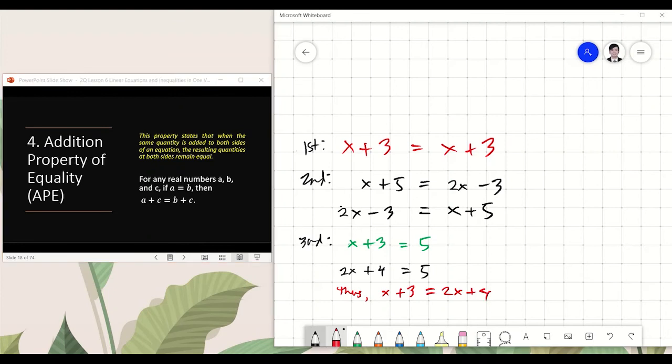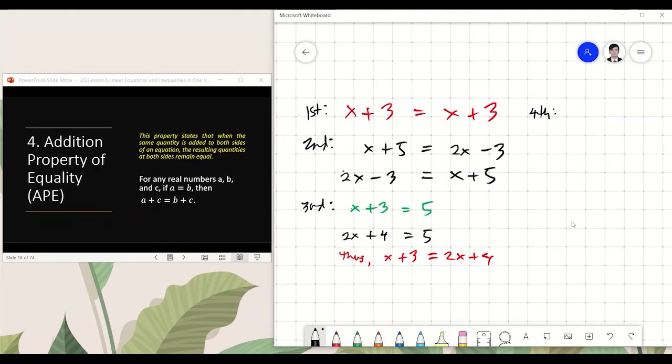Okay, fourth. Yung fourth property natin is what we call the addition property of equality or APE. Yung APE naman natin, ginagamit natin siya kapag meron tayong i-add sa both sides. Okay. So for the definition, for example, we have A, B, and C. If our equation is A is equal to B, it's okay to add a C or any number or variable that you know, as long as what you're doing on the left, you also do the same thing on the right.